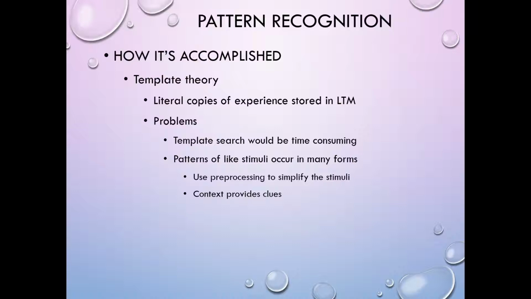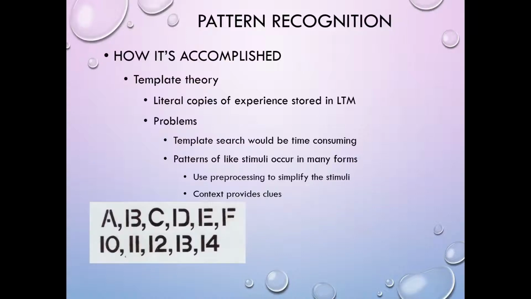And then also context can help provide clues. If someone is drinking from it, it's probably a glass, things like that. And so they would like to argue that you're not just starting from scratch and just have to search through every template that you own, and you wouldn't recognize a glass that has a handle as a glass because your template doesn't include a handle. They say, no, you would use context and other clues.